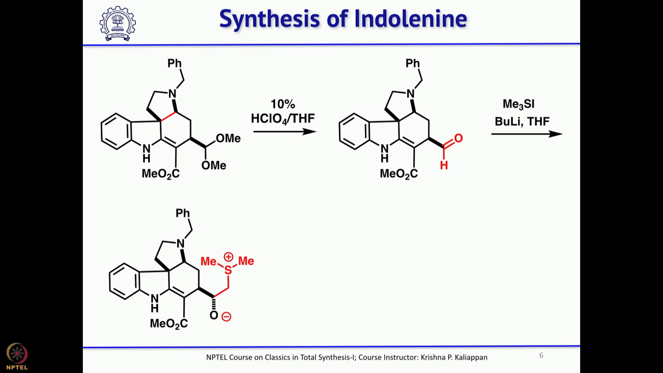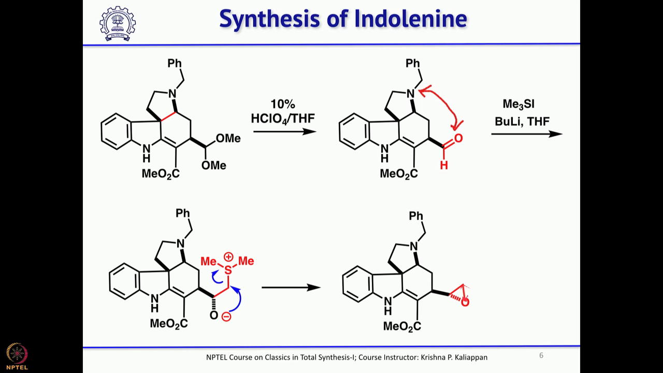So you do that. Now the aldehyde can be homologated. How do you connect this? Now you have to connect these two, and you need one more carbon atom. That can be done. If you take this and treat with trimethylsulfonium ylide, as you know, when it reacts with an aldehyde, it will form an epoxide, isn't it? So that is what you get.